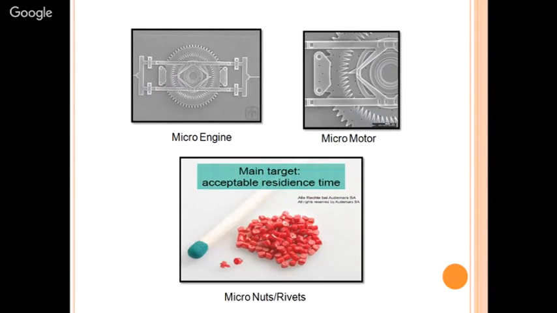For the mechanical engineer, this is a micro engine, this is a micro motor, and these are the micro nut and rivets. For comparison, a matchbox stick is placed near it. Now you can easily see the size of the bolt and the size of the nut over there.